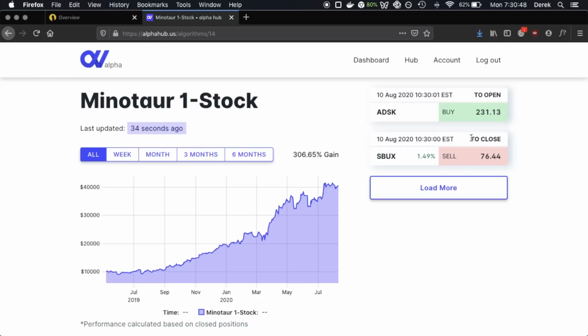So the first one is this position indicator, to close or to open. Occasionally there will be a hold there, which means you don't do anything. To close only applies if you have this position already open.